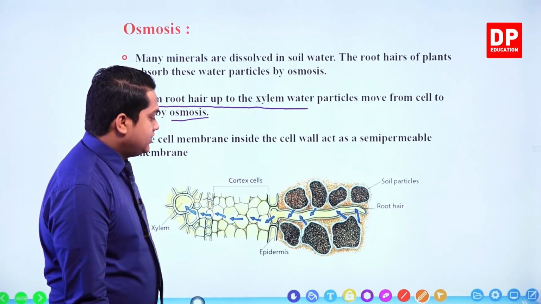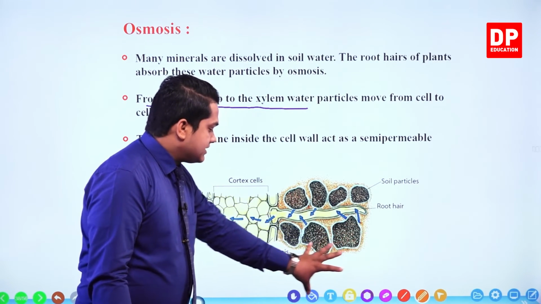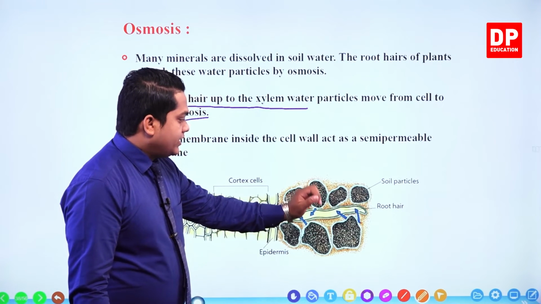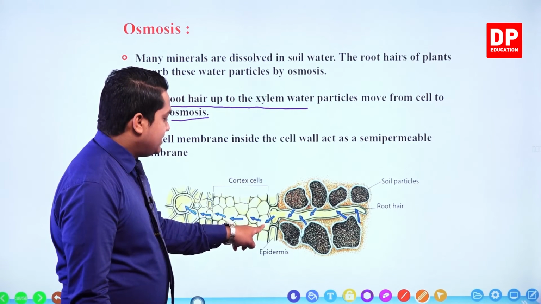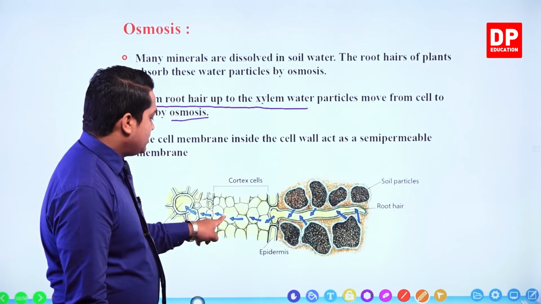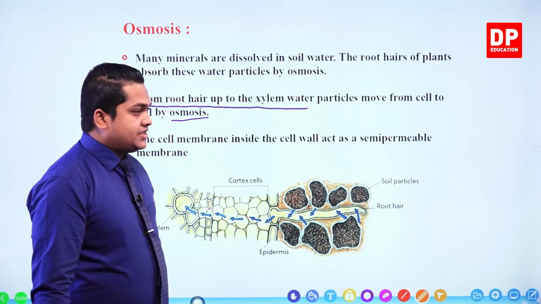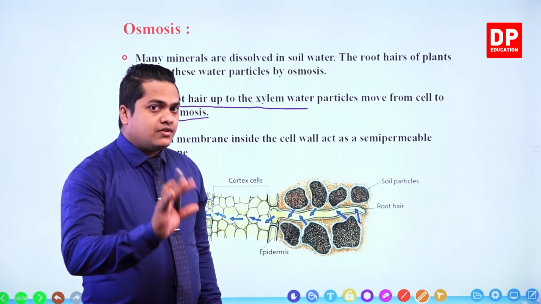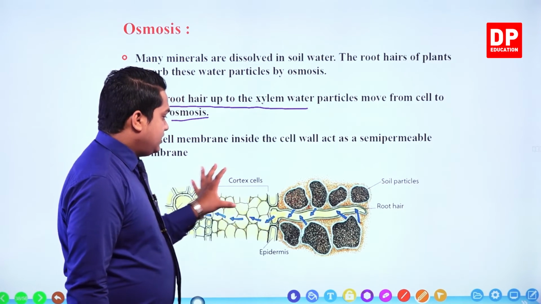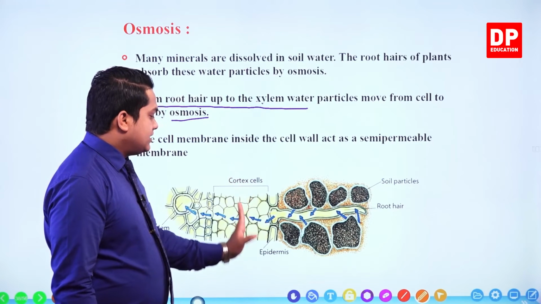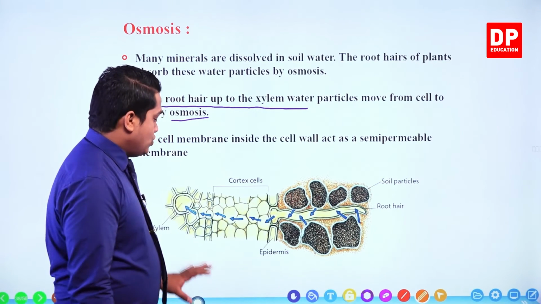So here you are given the figure, right? See, these are the soil particles. This is the root hair. Soil particles contain water, so that water is being absorbed by the root hair. Then the root hair passes that water into the several cells. Then from this cell to this one, this one to this one, up to the xylem tissue, water is being transported from cell to cell. How is the water getting transported? Through the process of osmosis. So within the cortex, from one cell to another cell, by osmosis, water is being transported up to the xylem tissue.